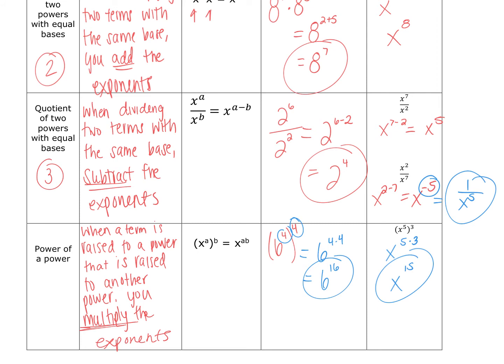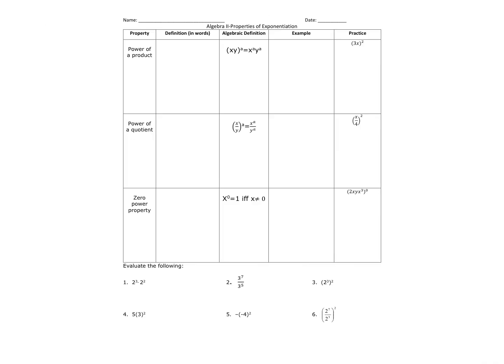All right, this was property number 4. So go ahead and label that property number 4. All right, moving on to the next.